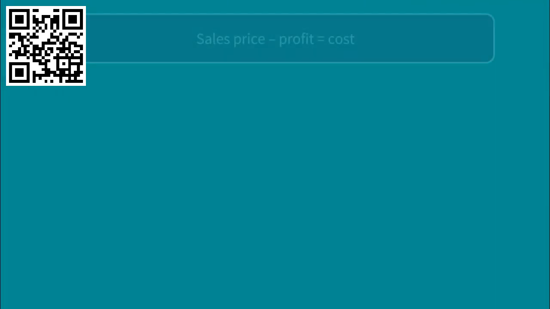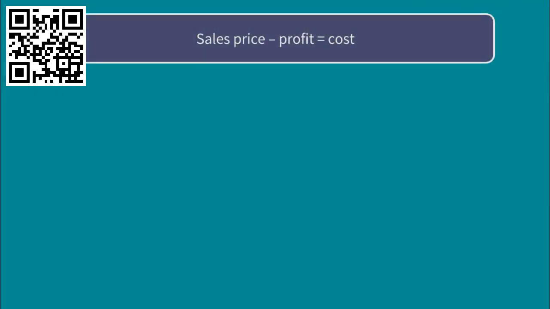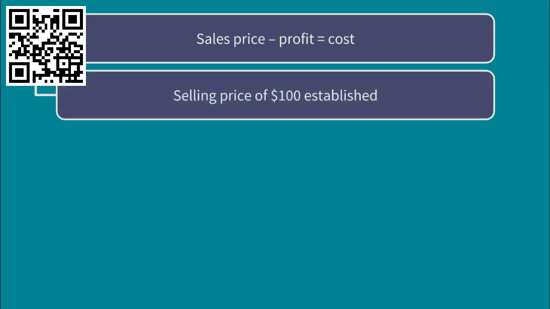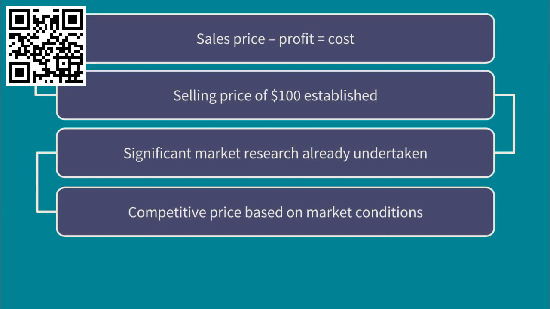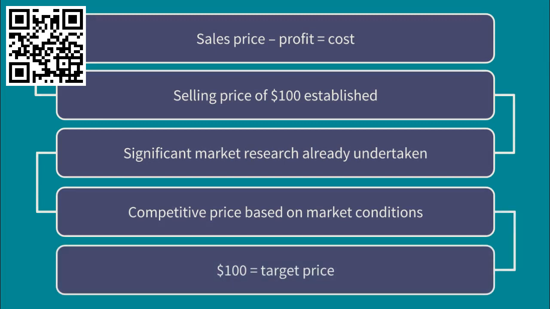We now know that the sales price minus the required profit is equal to the target cost. Company A has established a selling price of $100. We can assume that significant market research has been undertaken to ensure that this product P is of interest to customers. Also, we can assume the price of $100 is competitive and has been set based on what a customer may be willing to pay for this product, as well as the desired share of the market sought by Company A. In other words, we can say that the $100 sales price is a target price.